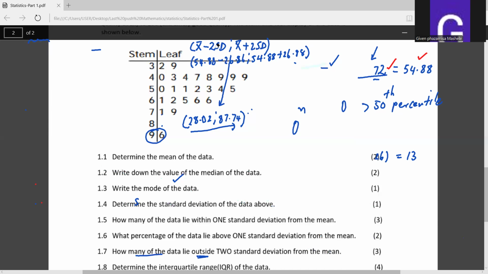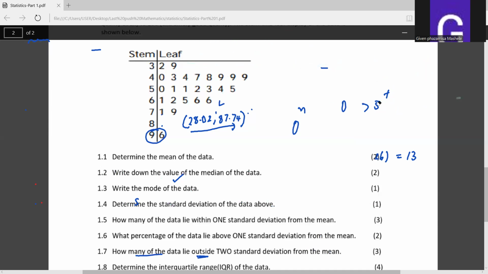Let's now continue. We're now going to continue with the next question. Let me just try to erase here.